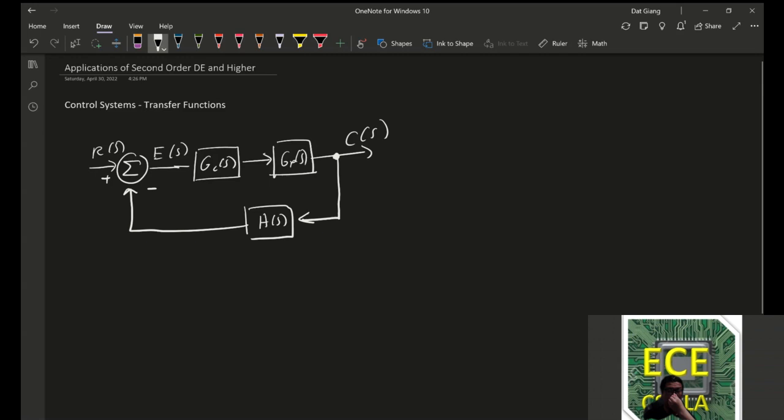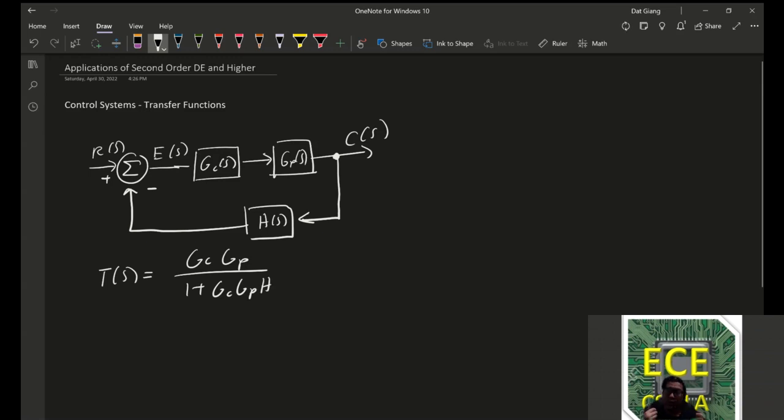Now, if we were asked the closed loop transfer function for this, the closed loop transfer function is just going to be, in general, GC GP divided by 1 plus GC GP H.